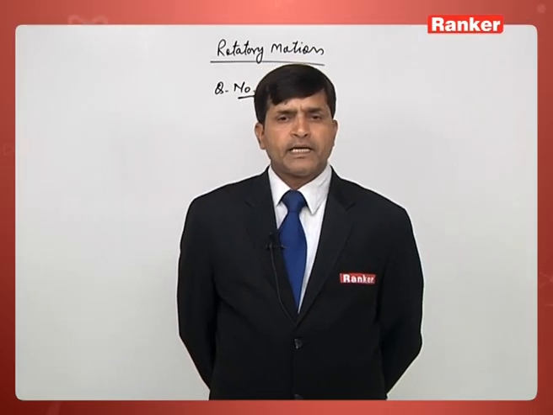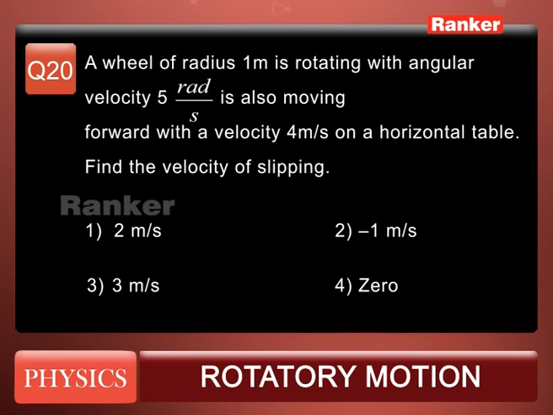Question 20 is given as: a wheel of radius 1 meter is rotating with angular velocity 5 radian per second, and is also moving forward with a velocity 4 meter per second on a horizontal table. Find the velocity of the slipping point. First option is 2 meter per second, second option minus 1 meter per second, third option 3 meter per second, and fourth option is 0.